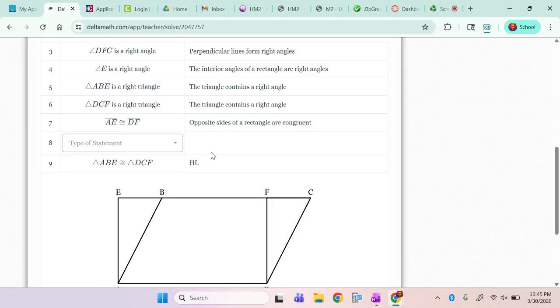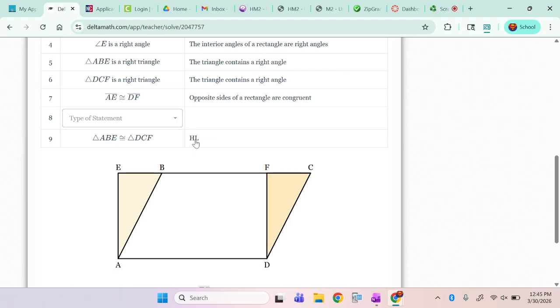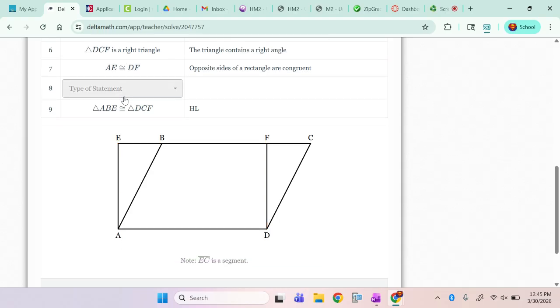Now, they're proving by hypotenuse leg that the triangles are congruent, which we can do because it's a right triangle. They gave us one side. Is that the hypotenuse or the leg? Those are legs. So what do we need? Hypotenuse. Which two sides are my hypotenuse? AB and CD. Can I say that they're congruent? Why can I say that these two sides are congruent? So AB and DC. There's something that we stated earlier that lets us do that. What?